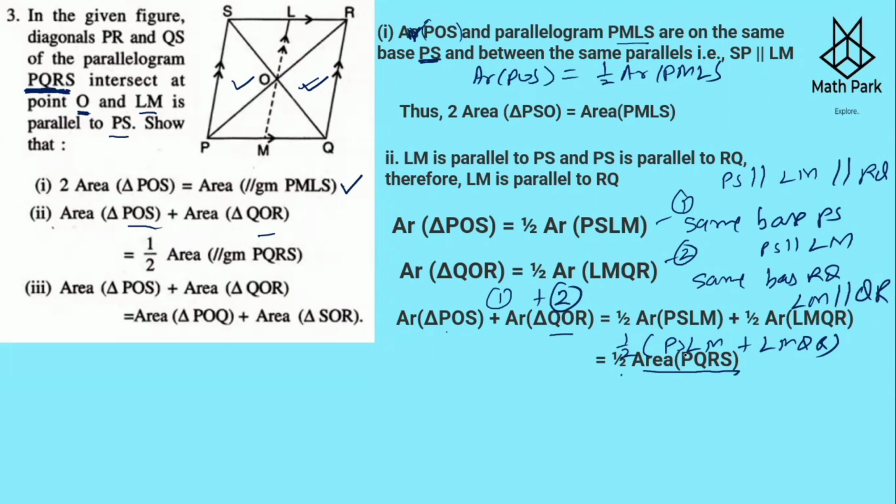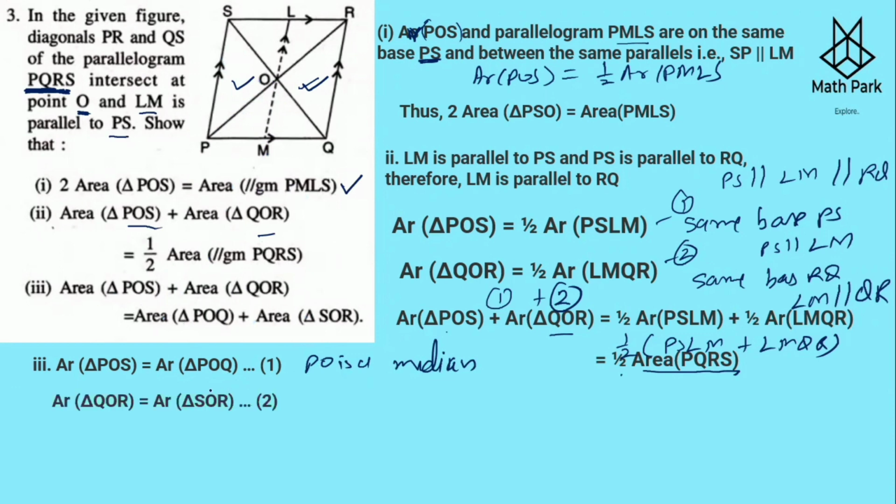The third part of the question: you have to prove area of triangle POS plus area of triangle QOR is equal to area of POQ plus area of SOR. Now, area of POS is equal to area of POQ. Why? Because diagonals of a parallelogram bisect each other and PO is a median. And median of a triangle divides it into two congruent triangles. So this is how we get area of POS is equal to area of POQ.